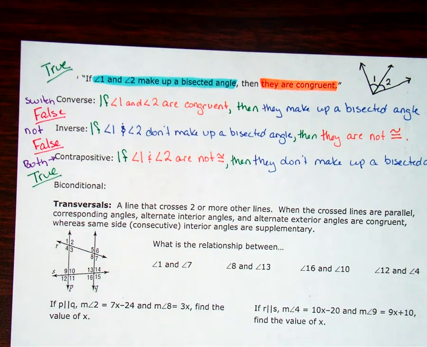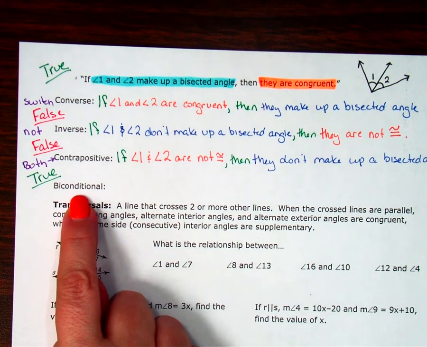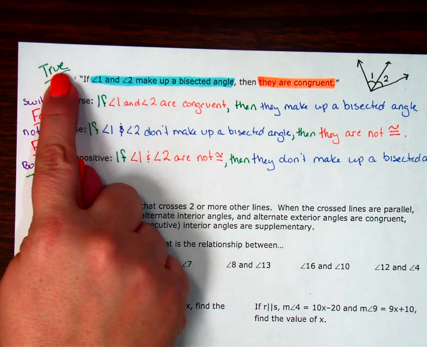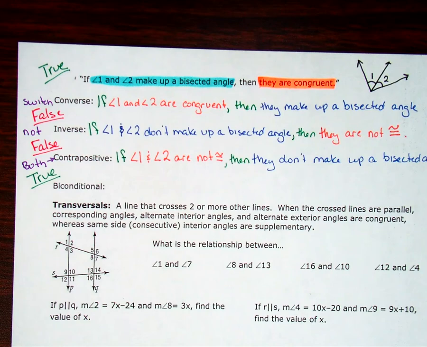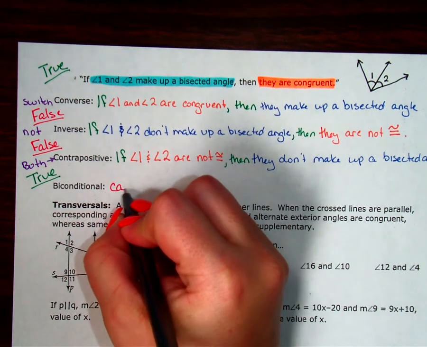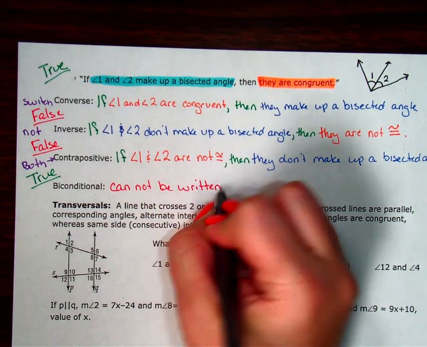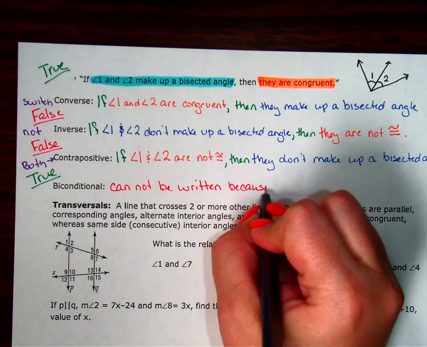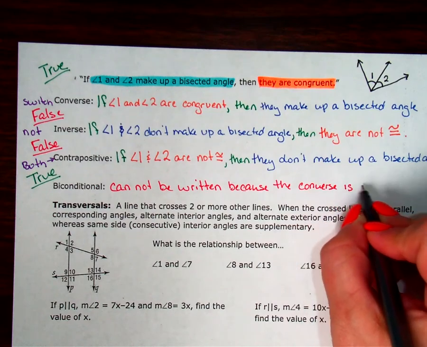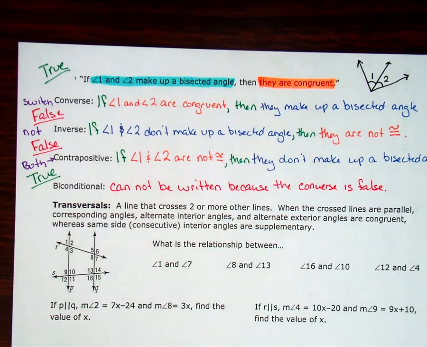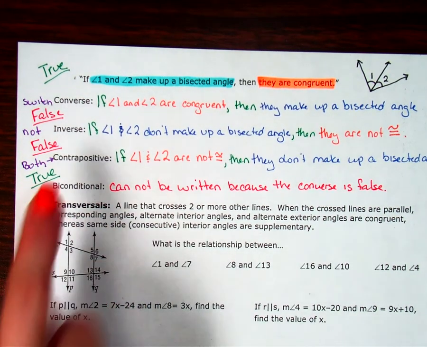Okay? And then the last one here we're going to look at is my biconditional. Remember, your biconditional can be written if both the original and the converse are true. So my original is true, but my converse is false. So I have to say I cannot write one, cannot be written because the converse is false. Okay? Basically, in order to write a biconditional, you're going to see all of these be true.